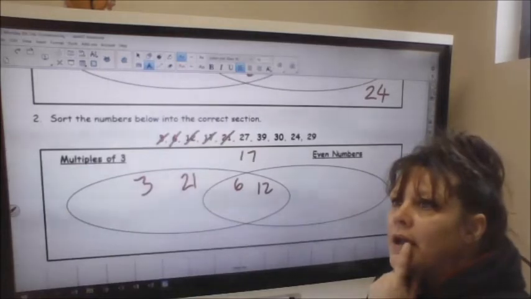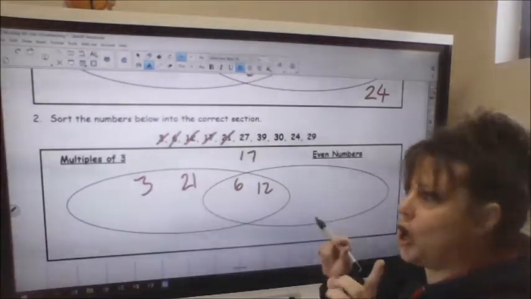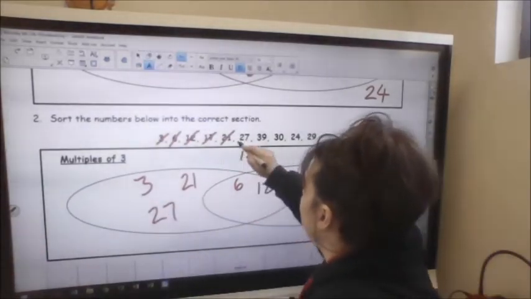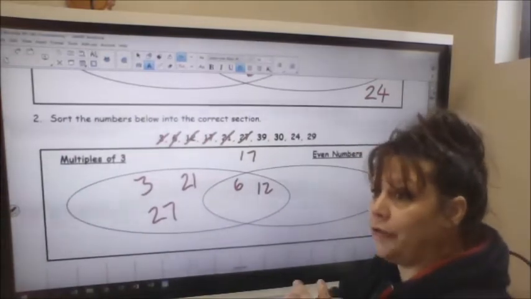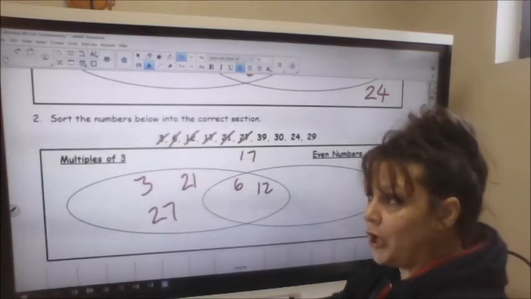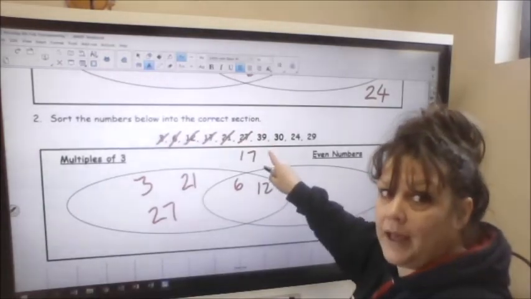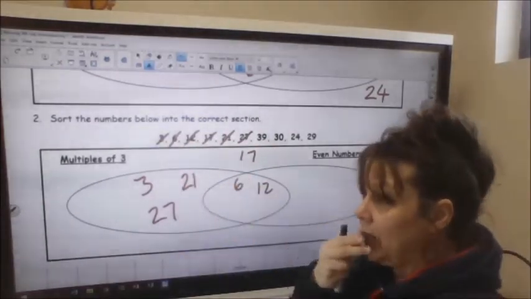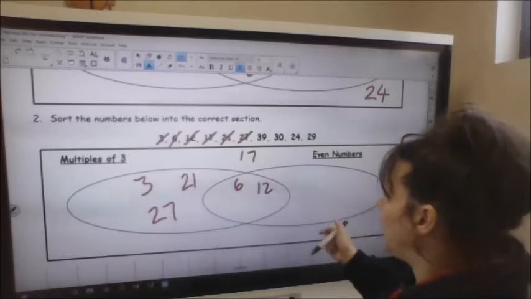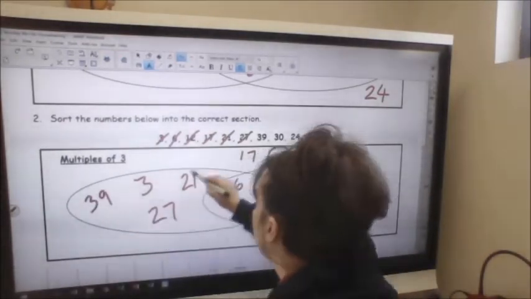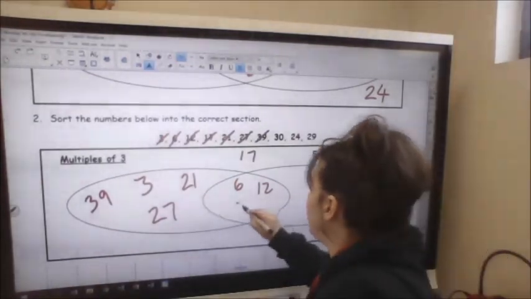27. It appears in the 3 times table. 9 3s are 27. Is it an even number? No. So it's going to go over here. 39. Okay, well, 12 threes are 36. So if I add another 3 on, I will get 39. So 39 does appear in the 3 times table. It is a multiple of 3, but it's not an even number, so it goes over here. That was your tricky one. Okay, 10 threes are 30. 30 is an even number, so it goes here.